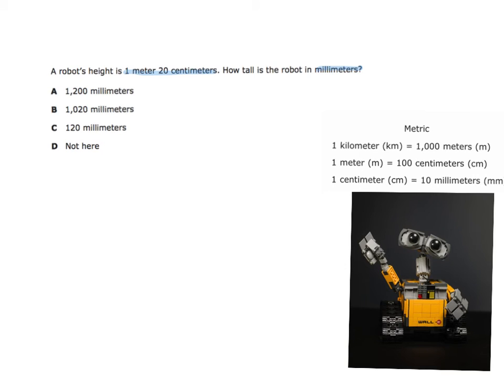I've grabbed the formulas I need from my formula chart, and my first step is going to be to rewrite 1 meter and 20 centimeters as just centimeters. My formula chart tells me that 1 meter is equal to 100 centimeters. So let me rewrite that. 100 plus 20 is 120 centimeters. That's how tall the robot is.